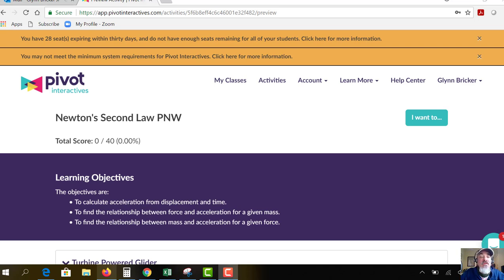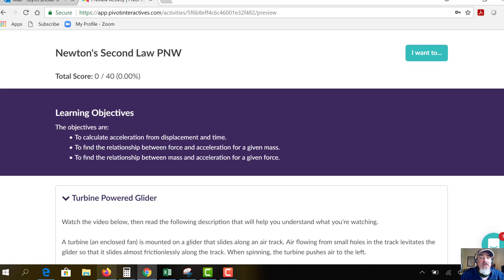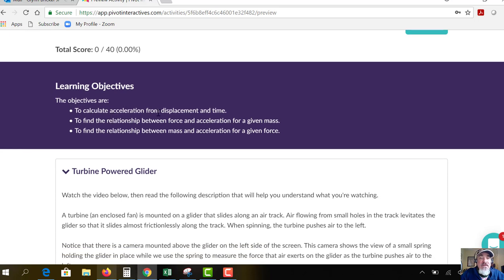It's the next lab that we're going to be doing. There are a couple of objectives here. Calculate the acceleration from displacement and time. So we'll do that. This is sort of old stuff to us now. This is using kinematics equations.